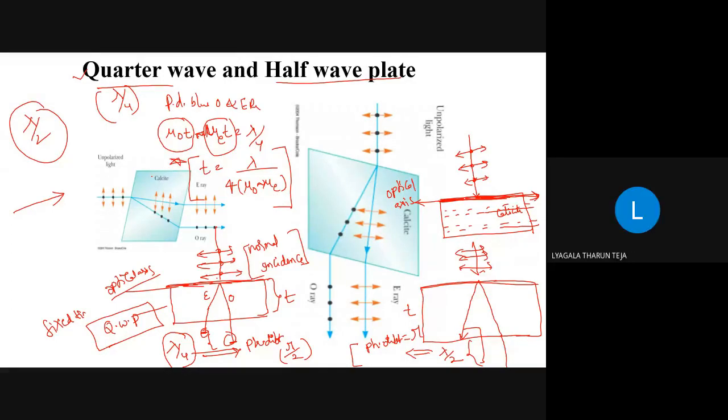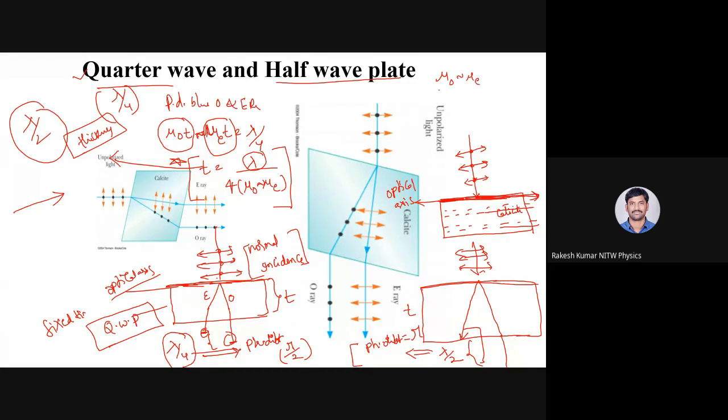Yes, sir. So that means, based on the refractive indices and based on the wavelength, you have to determine the thickness of the crystal. In the exam, they will ask you to find out what thickness should be there for the particular crystal to act as a quarter wave plate or half wave plate. They will give you the refractive indices mu_o and mu_e. Please remember, in both the quarter wave plate and half wave plate cases, you always take the difference.